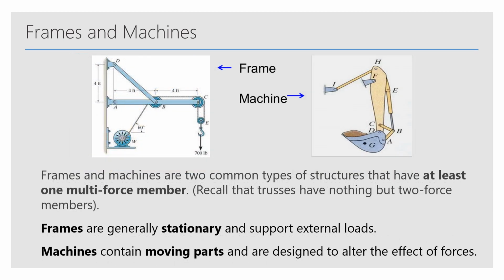On the left we see a frame, and on the right we see an example of a machine. Frames and machines are two common types of structures that have at least one multi-force member, which, if you recall, trusses don't have, since they only have two-force members. Two-force members only have tension and compression, but what makes it multi-force here is that there might be another force acting directly on the member. Frames are generally stationary and support external loads, while machines contain moving parts and are designed to alter and affect forces.